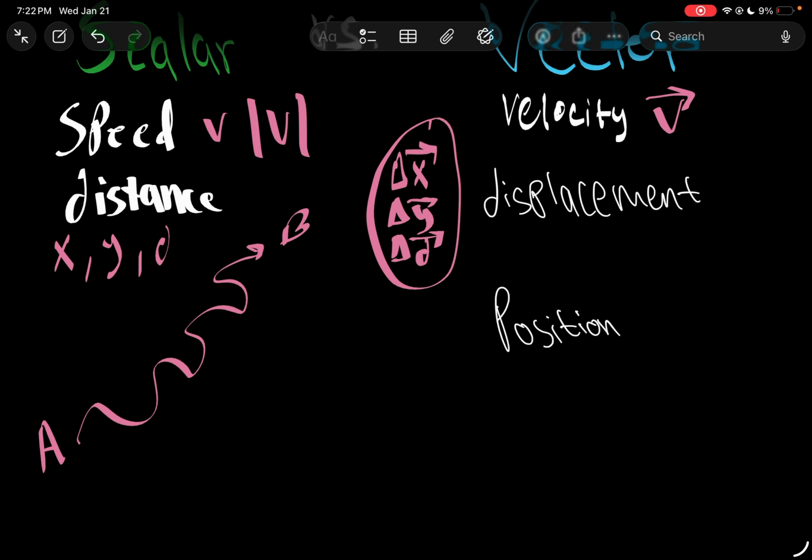Right. And displacement is just going to be how far you are from the origin, how far you are from the starting position. So we started at position A, and then we ended at position B. So we're not worried about the length of the path, which is the total distance we traveled. We're only worried about how far we are from the origin, and that is displacement.